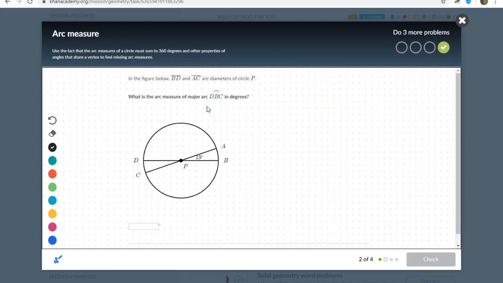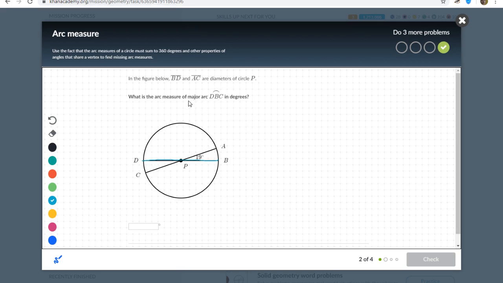Alright, so BD and AC are both diameters, so that's very helpful. Let's go ahead and mark those immediately. Let's mark the D and B one.